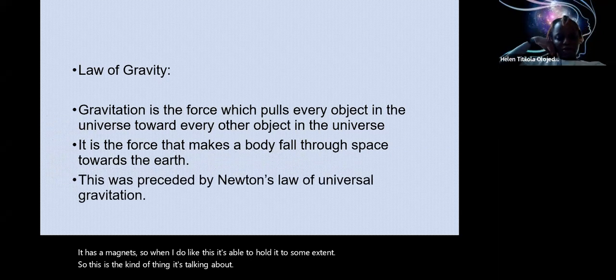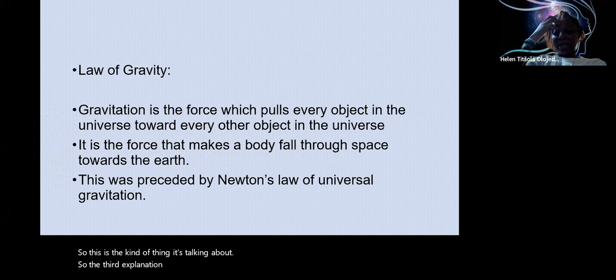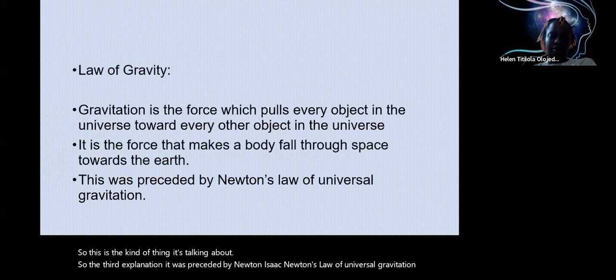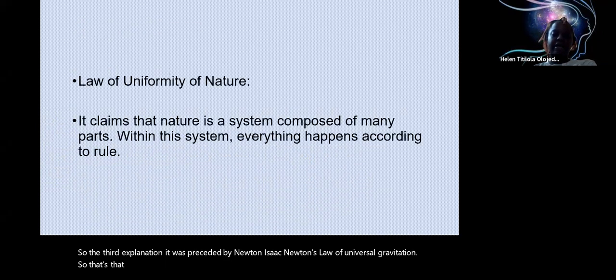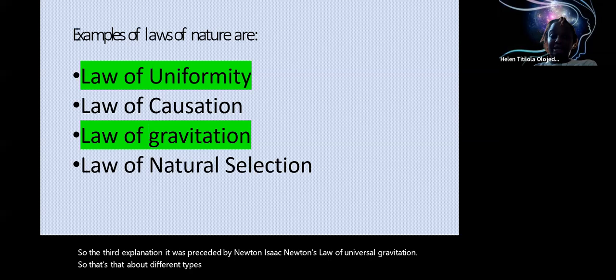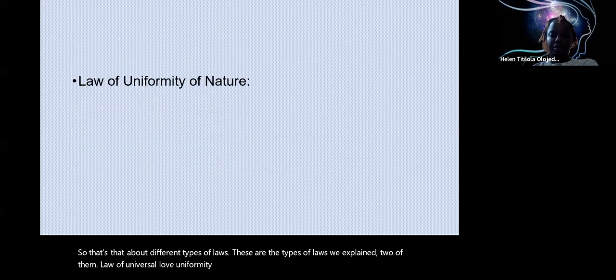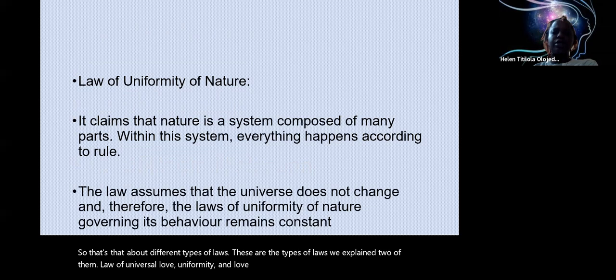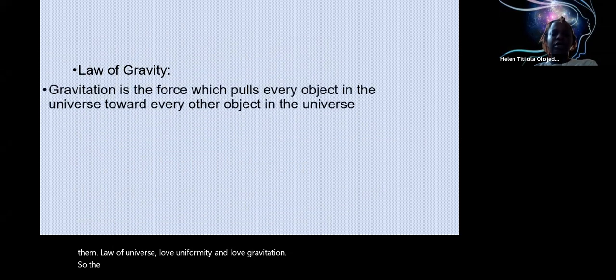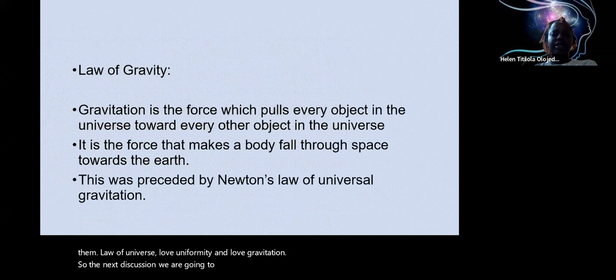So the third explanation was preceded by Isaac Newton's law of universal gravitation. So that's about different types of laws. These are the types of laws. We explained 2 of them, law of uniformity and law of gravitation. So the next discussion we are going to is origin of science.